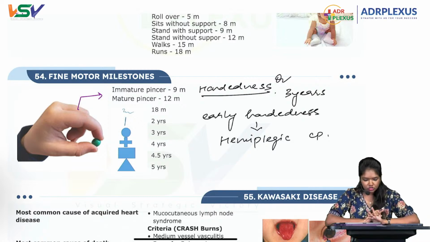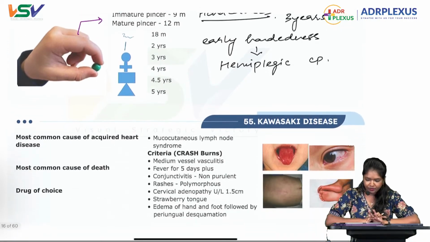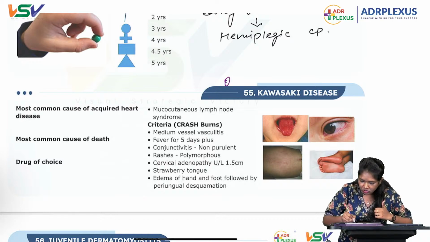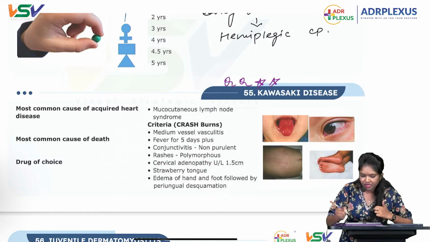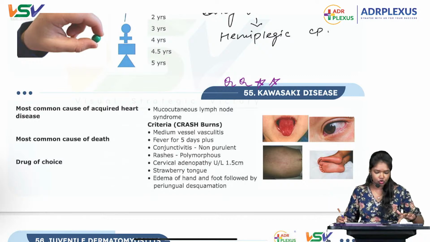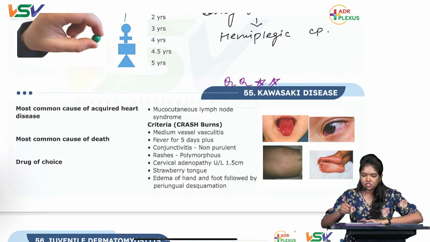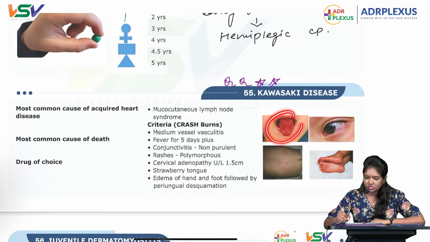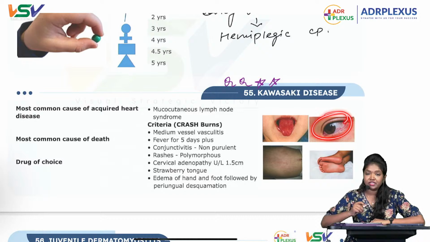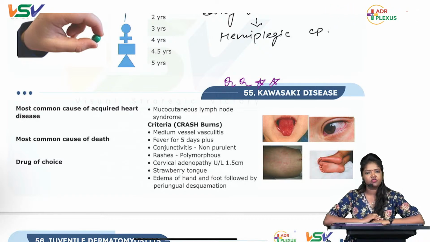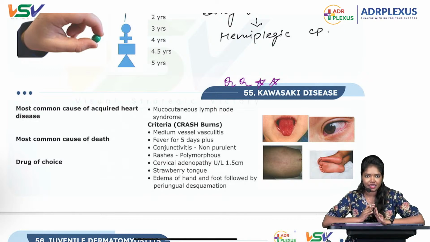Fine, yeah. So continuing with VSV 55. Important topic. You cannot see a paper without this question being asked. So many questions can be asked from Kawasaki disease. Look at the images. What do you see? Strawberry tongue, conjunctival congestion, rashes, edema and erythema of the hand and foot. These are all features of Kawasaki disease. It is also called mucocutaneous lymph node syndrome.